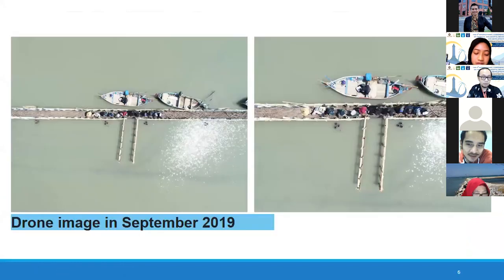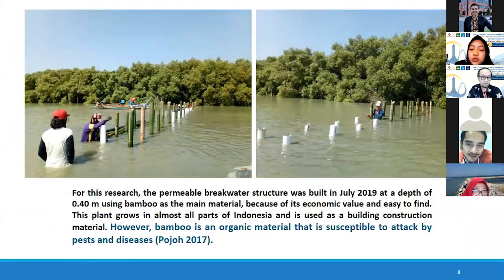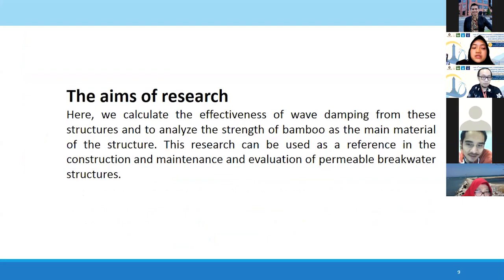Permeable breakwater is a solution applied to solve this problem. It functions to dam wave energy to create calm water conditions by adapting the mangrove root system to increase the amount of suspended sediment in the water ecosystem. For this research, the permeable structure was built in July 2019 at a depth of 0.40 meters using bamboo as the main material because of its economic value and because it is easy to find. But according to Pojo, bamboo is an organic material that's susceptible to attack by pests, disease, or boring organisms. So here we calculate the effectiveness of wave damping from this structure and analyze the strength of bamboo as the main material of the structure.